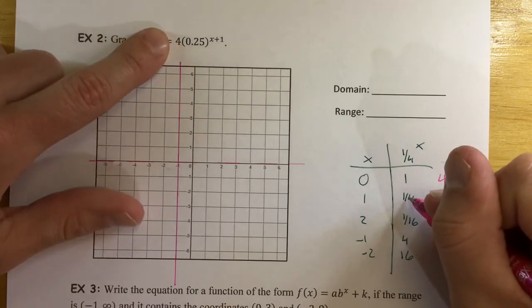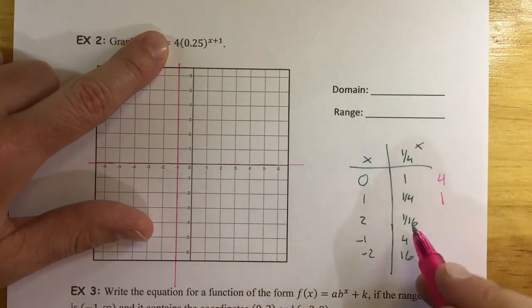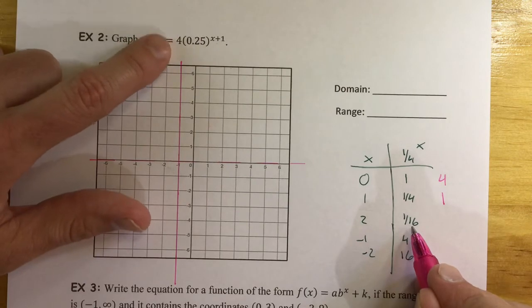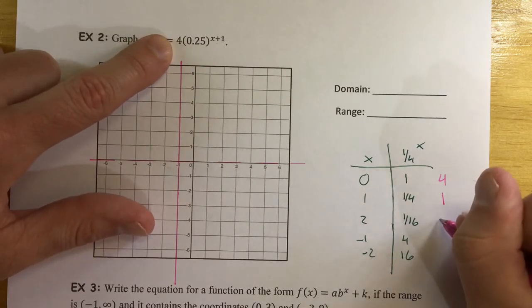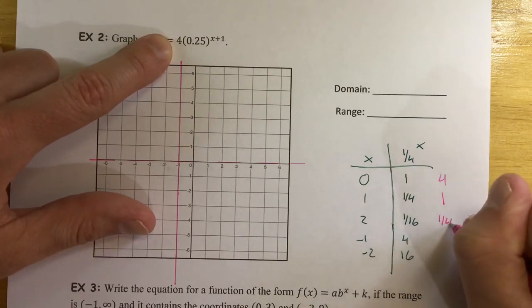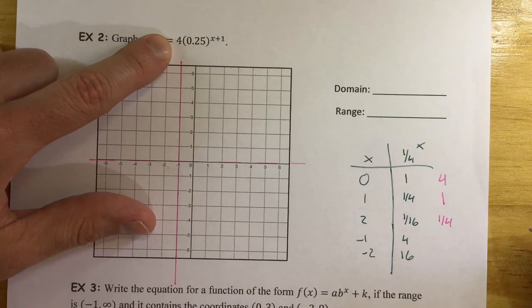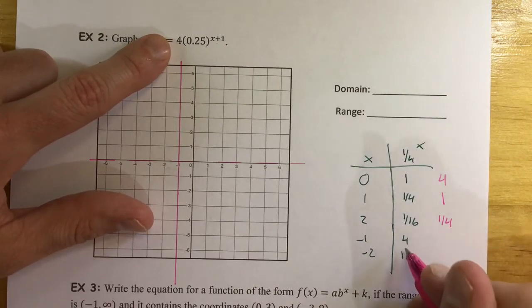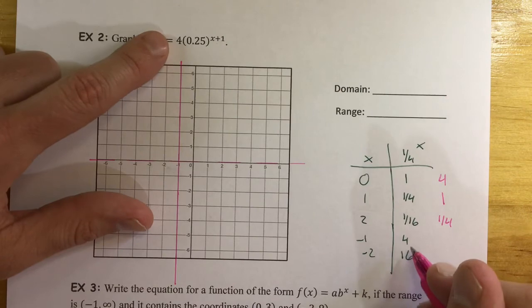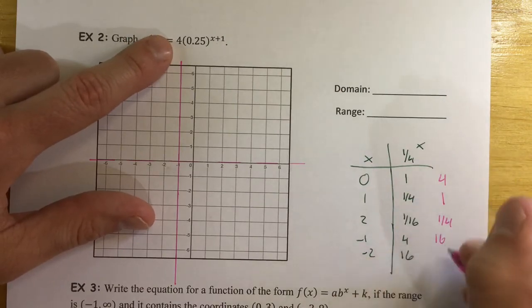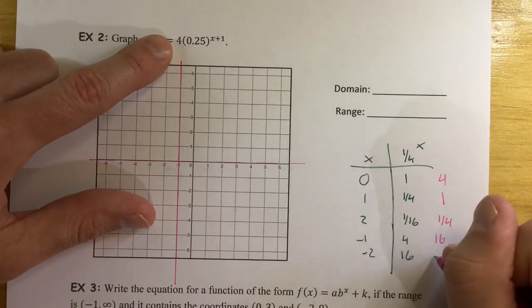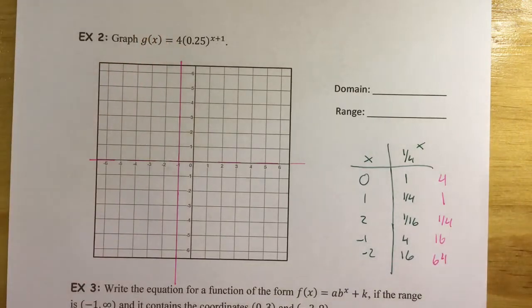1/4 times 4 is going to give you a 1. 1/16 times 4 is going to give you 1/4. All right, and then here it's going to get a little bit crazy, because 4 times 4 is 16. 16 times 4 is 64. You're not going to get anything out of that.